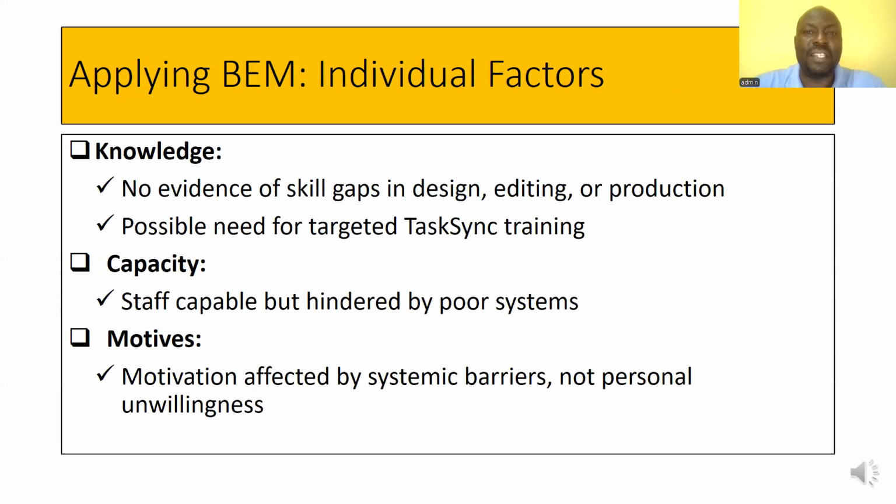To analyze the individual factors, under knowledge, there is no evidence of a skills gap in design, editing, and production by the staff. There is a possible need for targeted task sync training. Under the capacity factors, staff are capable but are hindered by poor systems. And for motives, motivation is affected by systemic barriers, not personal unwillingness.